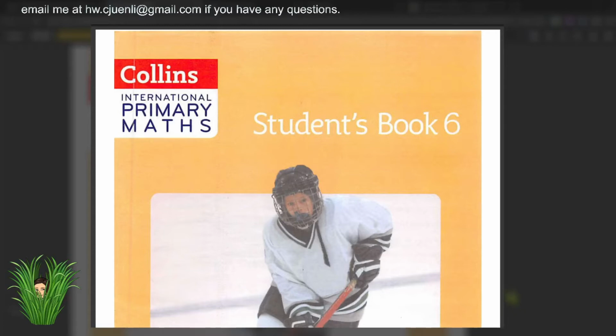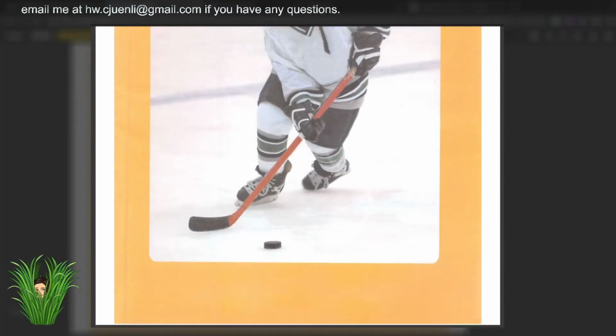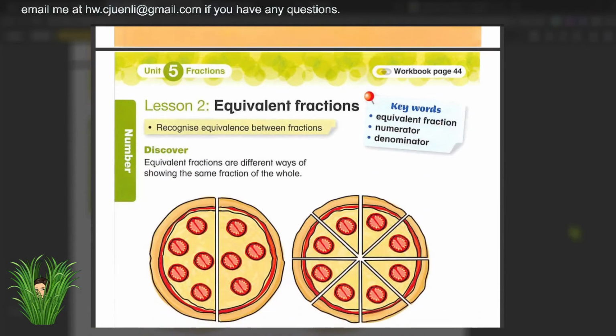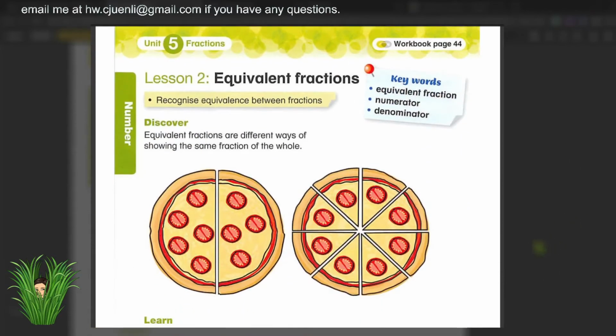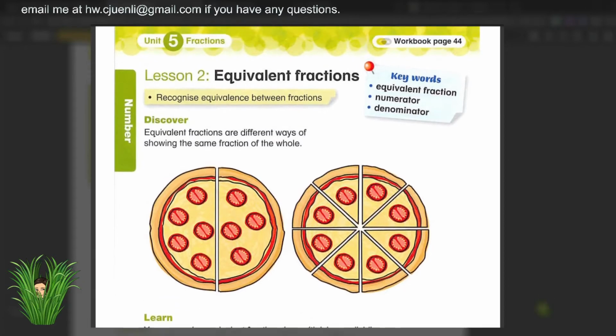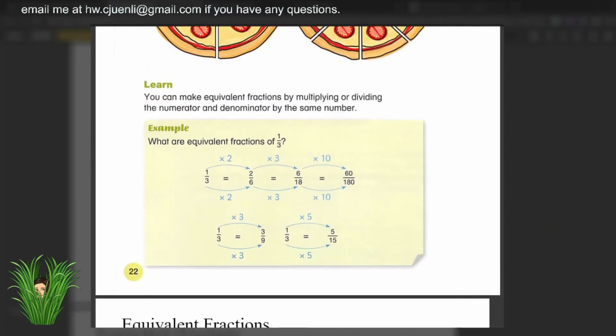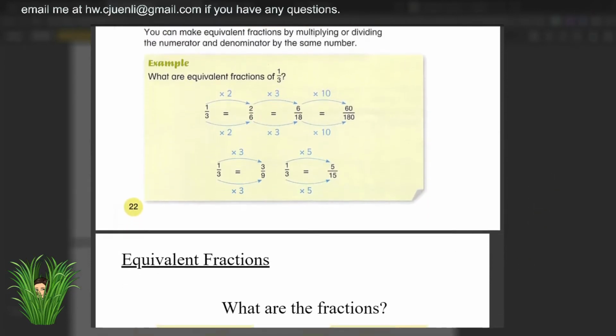Today's maths will be about fractions, and more specifically equivalent fractions. You can find this page in your textbook, page 22, and workbook pages 44 to 45 of the Collins book itself. Here are some notes to get you through it. I've already written down some.